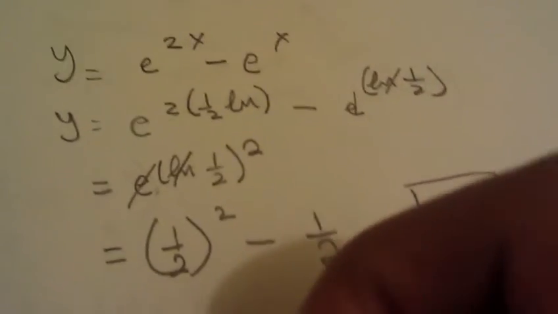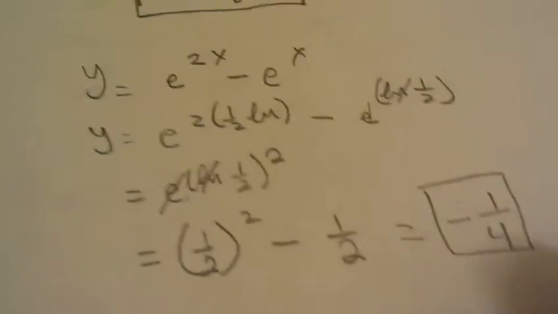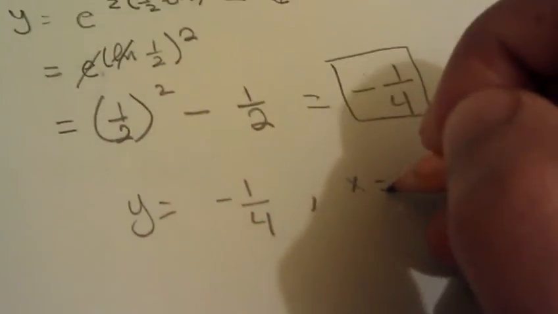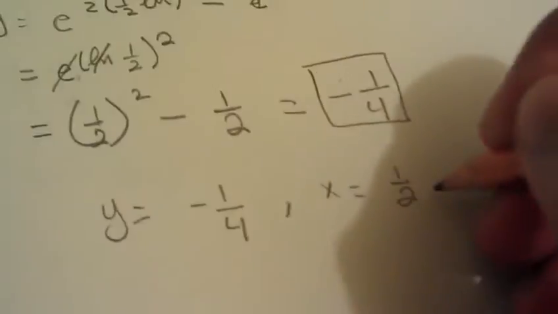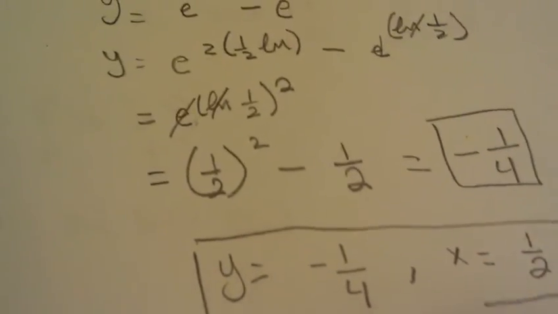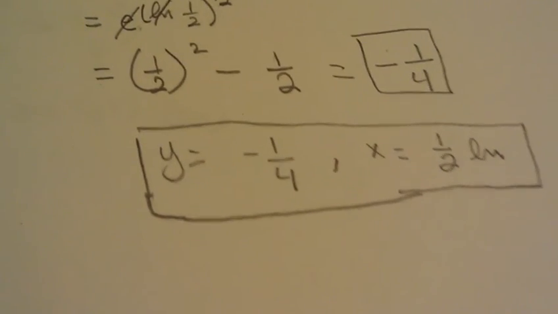So your y equals -1/4, and your x equals over here, which is 1/2 ln. So that's your answer right there. And this is not an easy problem to understand, but okay, yeah.